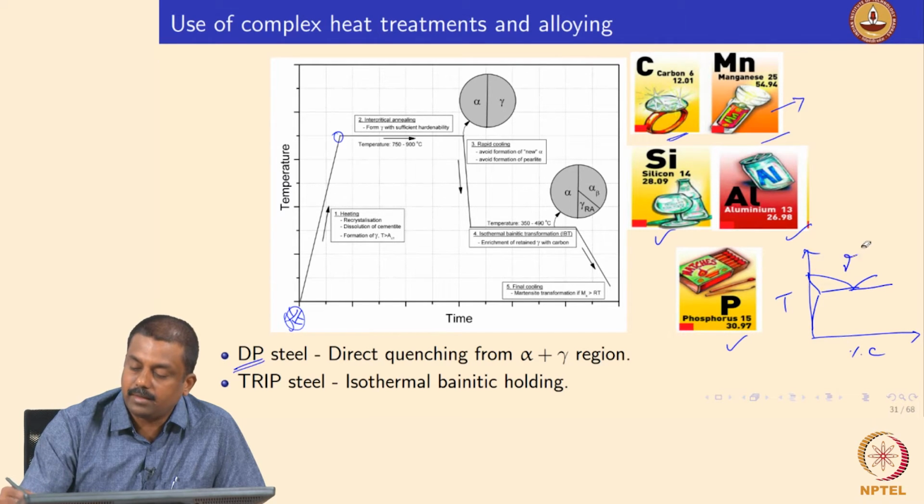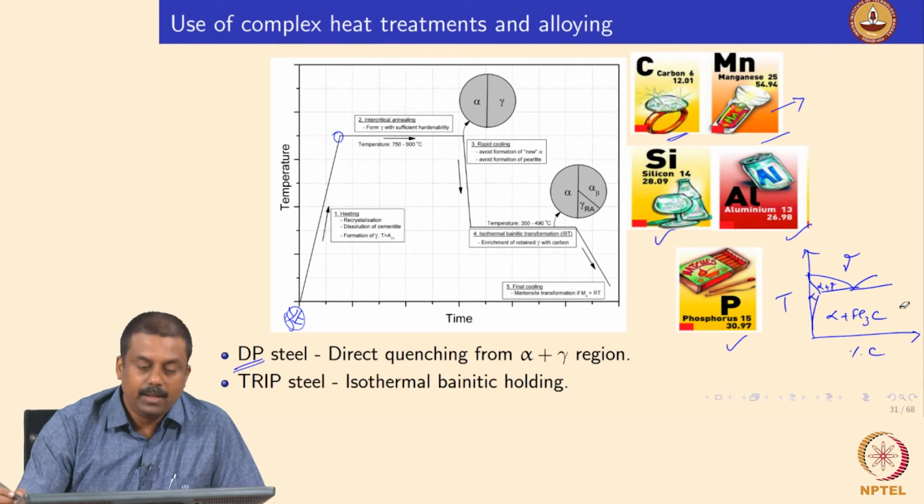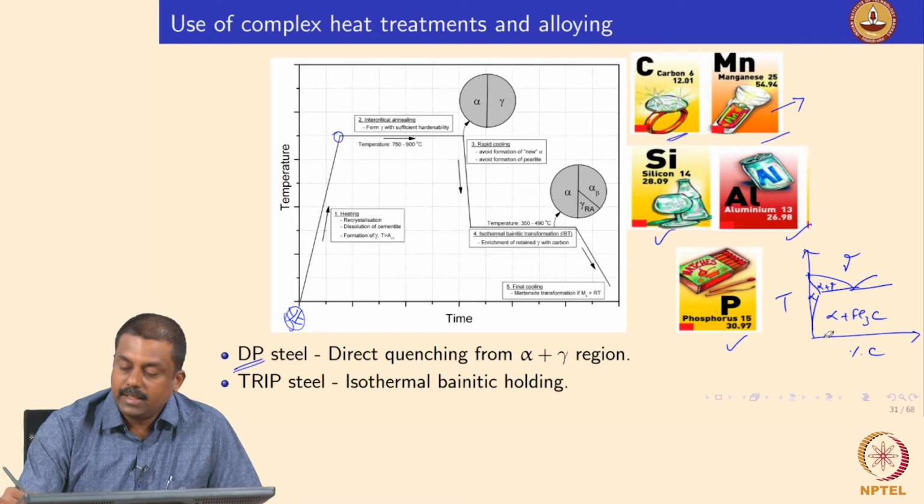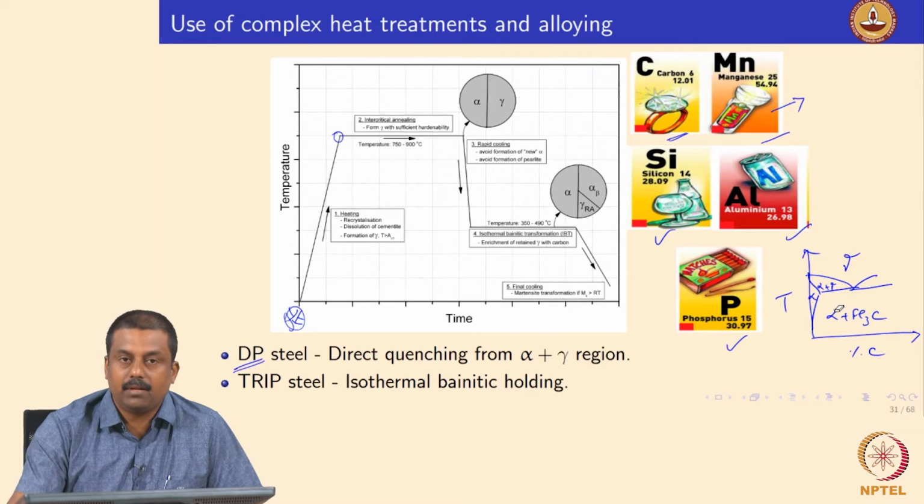Okay, so we have austenite, ferrite plus austenite, and ferrite plus cementite. In a conventional heat treatment like annealing or normalizing, the material is taken to a fully austenitic region, and then you can cool it at various cooling rates to get microstructures of ferrite, pearlite, or martensite, if you quench it faster, based on the CCT diagrams.